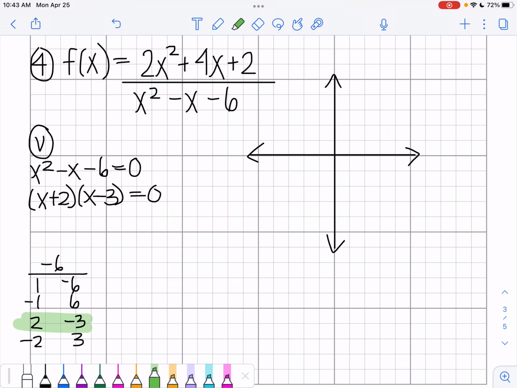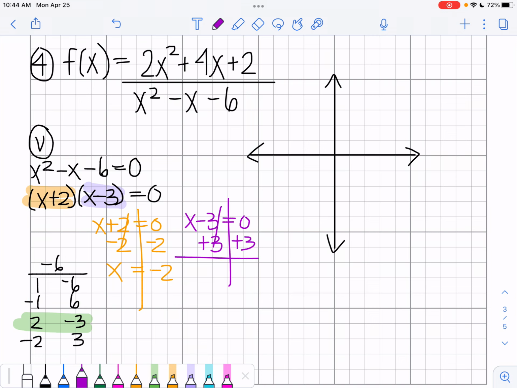Then I take each one of these groups, x plus 2 and x minus 3, and set them equal to 0. So I have x plus 2 equals 0. I subtract 2 from both sides, so I get x is equal to negative 2. And then I have x minus 3 and set it equal to 0. So I add 3 to both sides and get x is equal to 3. Okay, so x is equal to negative 2 here.